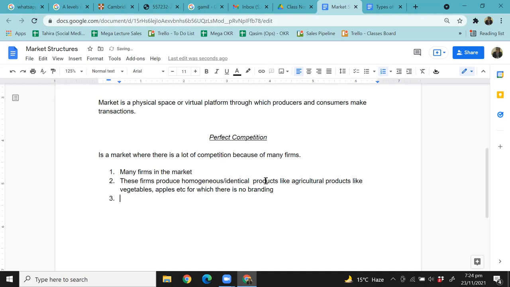Now have a look at this. The second characteristic that I've mentioned is that all these firms that operate in perfect competition are making homogeneous products. Homogeneous means exactly the same, identical products. And I've already given you examples of what types of markets are perfect competition, like vegetables, apples, where the product is the thing. You do not know something by a brand. Brand is not that important. It's the product that you know, for which there is no branding.